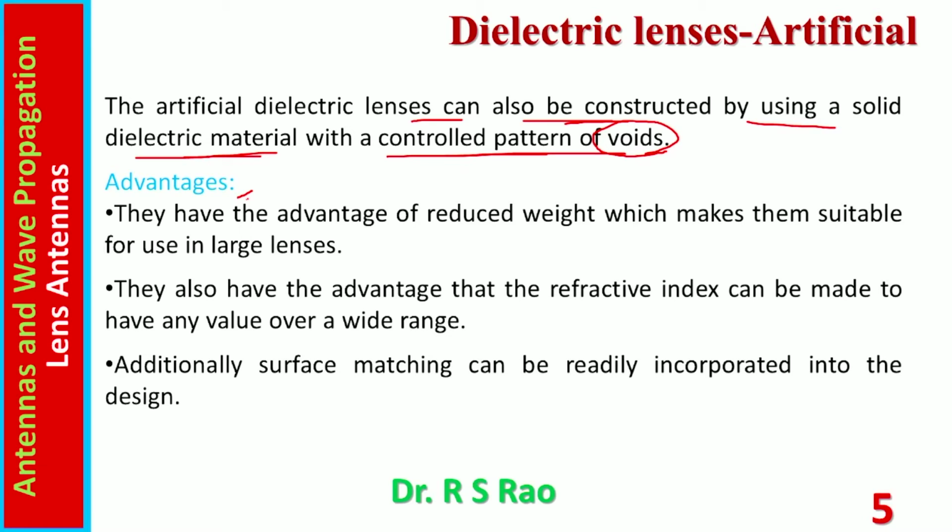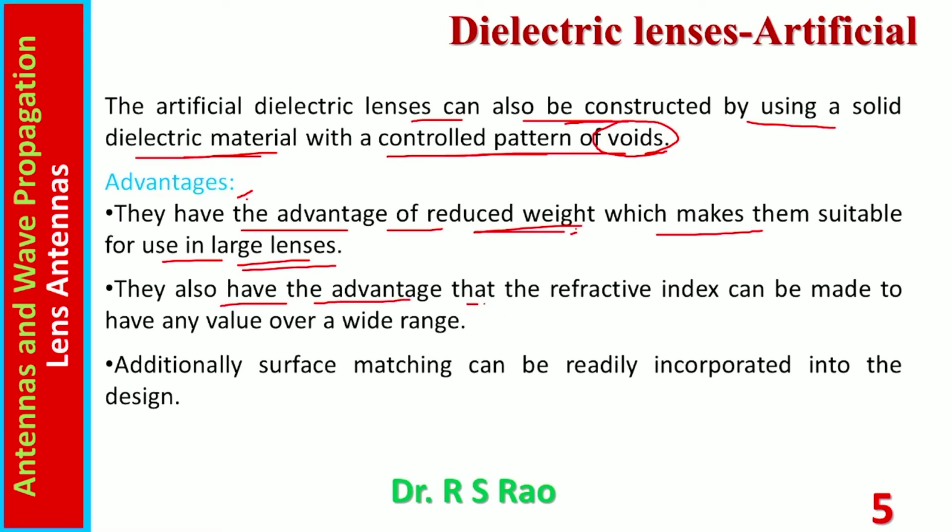Advantages of artificial dielectric lenses are given here. They have the advantage of reduced weight. From the beginning, it is being told that the purpose of artificial dielectric materials in molding lenses is to have reduced weight, which makes them suitable for use in large lenses. It means if you use artificial dielectrics, even large lenses can be designed, can be molded with low weight.